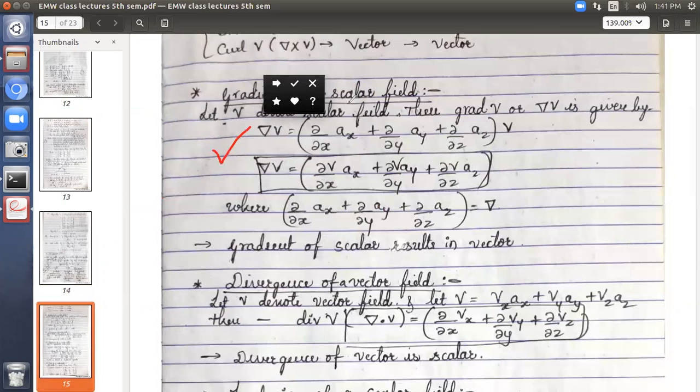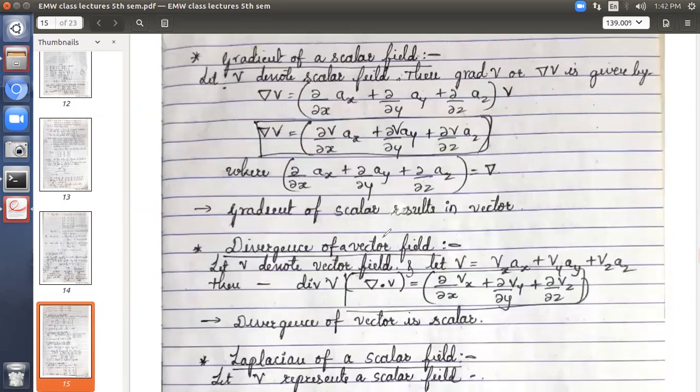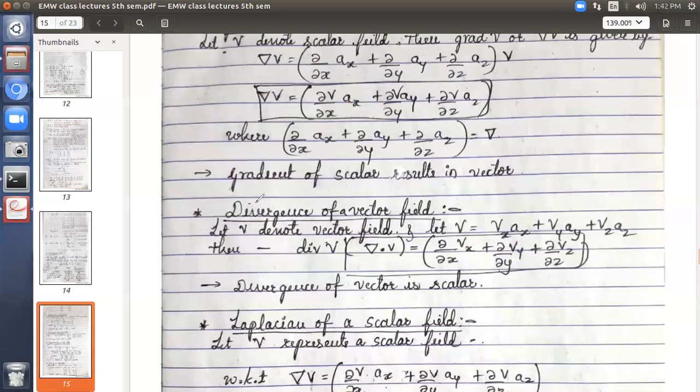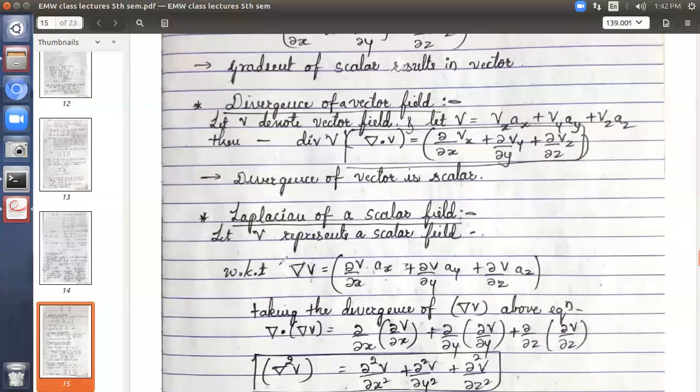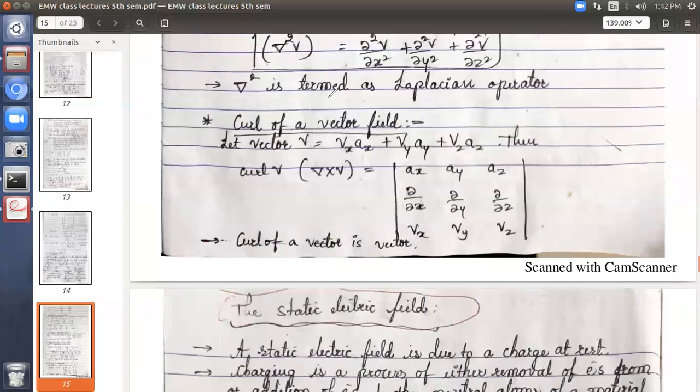Separately, gradient, if you apply on a scalar field, you will get a vector. Now, divergence condition is it should be applied on a vector. Hence, whatever answer you get here for gradient, for this you apply the divergence dot product. This is your gradient value. You will get a del square, that is Laplacian. So I hope you understood these three points.